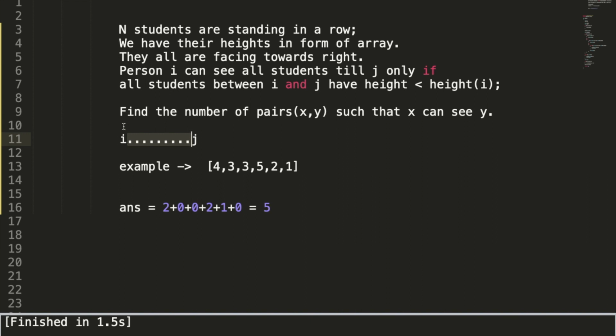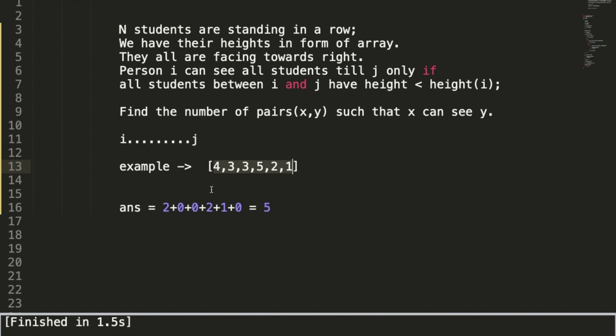So i can see all the students between i and j only if all the students standing here have height less than height of i. It should not be equal. We cannot see past them if the height is not less than the height of i. So for example, we have 4 3 3 5 2 1.